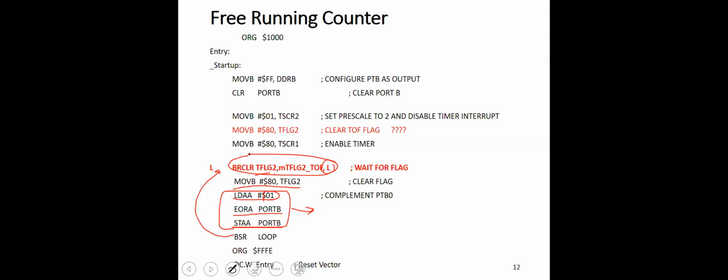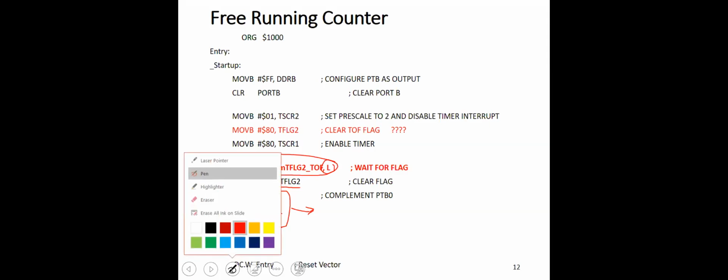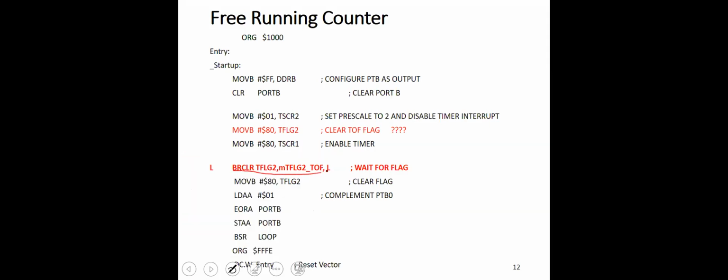And I talked about this last time. Anyone has an idea? What if I replace this instruction with a call instruction that calls a subroutine that delays for 10 milliseconds? It will have the same effect. I will see a periodic square wave on pin 0 from port B. But is that approach better than what we have on the slide? Of course not.